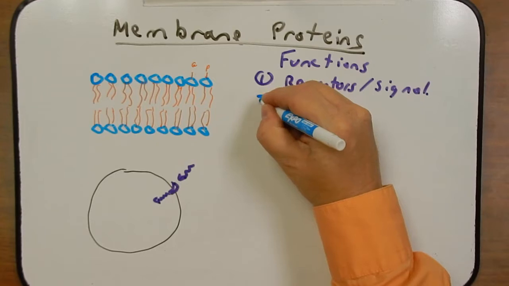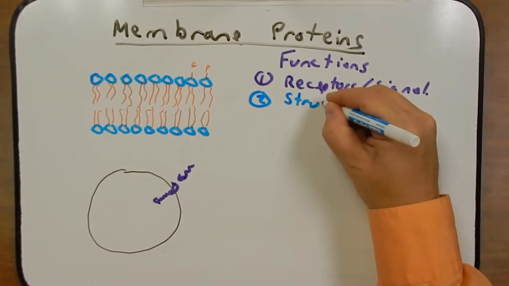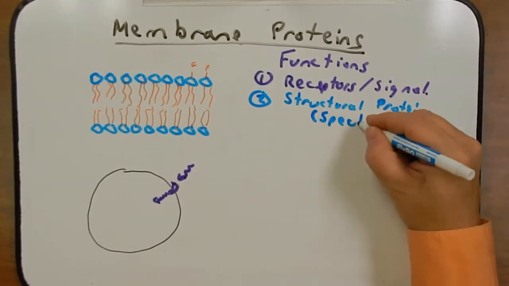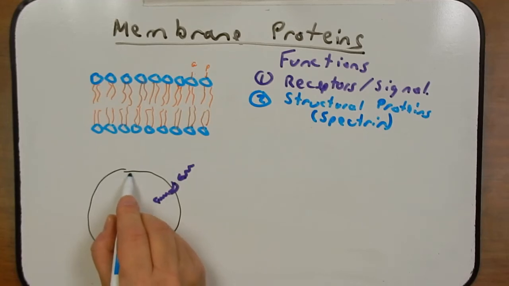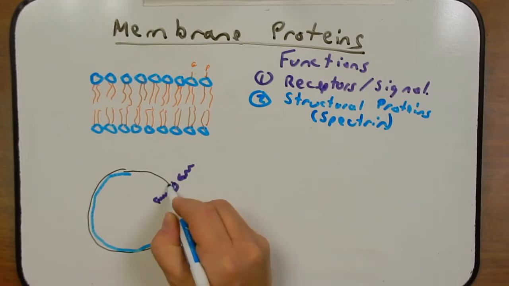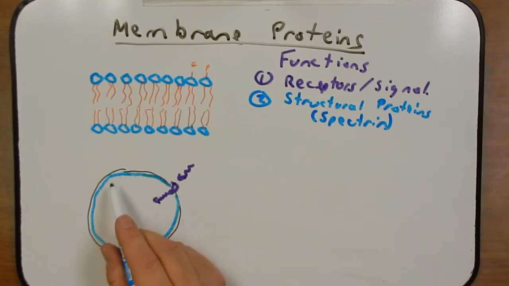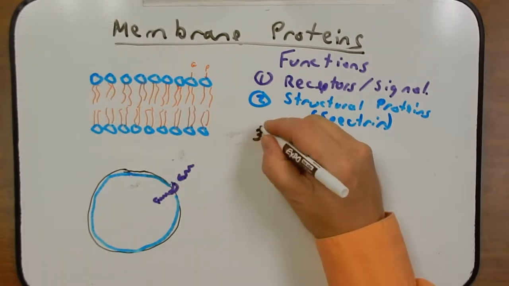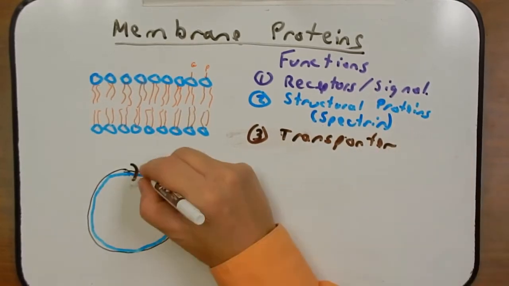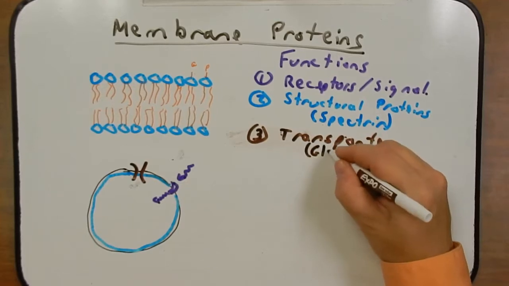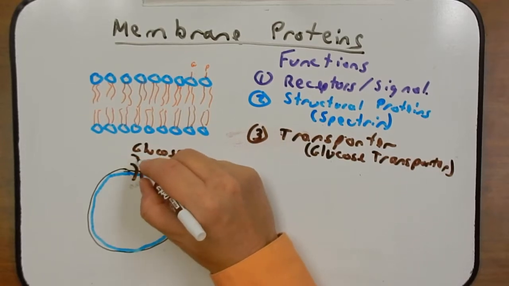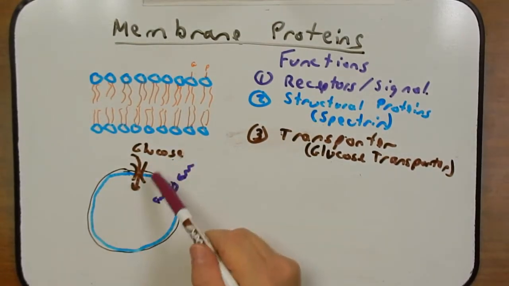The next one we should talk about are structural proteins. And I'll give an example here of spectrin. And what spectrin does is it lines the outside, or rather the inside, of the plasma membrane. It's a cytoskeletal protein that helps provide structure and integrity to the cell. The third function I want to talk about is that of proteins acting as a transporter. A good example of this are the glucose transporters, where glucose, which cannot normally go across the membrane, uses these transport proteins to move glucose into the cell.